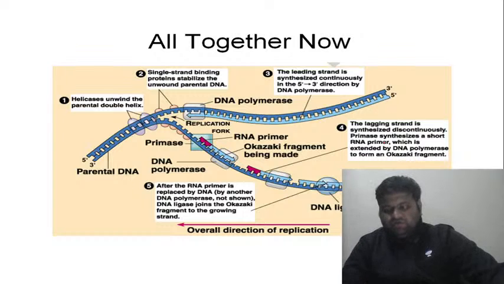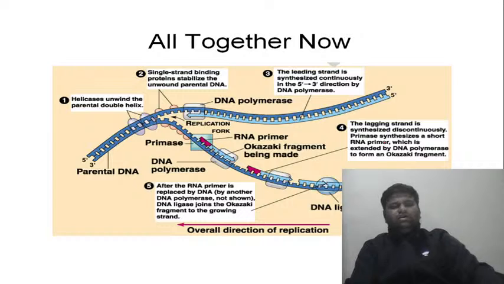So what we studied till now is that helicase unwinds the parental DNA duplex. Then the single-stranded binding proteins stabilize the unwound parental DNA. Then the leading strand is synthesized continuously in the 5' to 3' direction by DNA polymerase. Then the lagging strand is synthesized discontinuously. Primase synthesizes a short RNA primer which is extended by DNA polymerase to form the Okazaki fragment. After the RNA primer is replaced by DNA, DNA ligase joins the Okazaki fragment to the growing strand. So this is the DNA ligase, and this is the overall direction of replication.